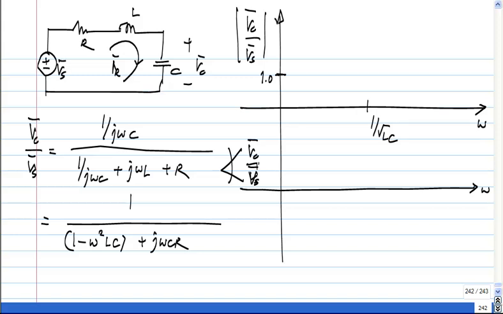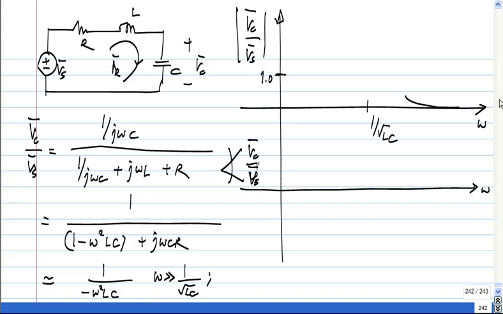Frequency is much, much more than 1 by root LC. What is a good approximation? Something better than 0, something not as detailed as this. Which is the most dominant term? The highest power in omega, right? So this is approximately minus omega square LC, for omega much greater than 1 over square root LC. So how does this change? It changes as the inverse square of omega, right? So it goes rapidly to 0.